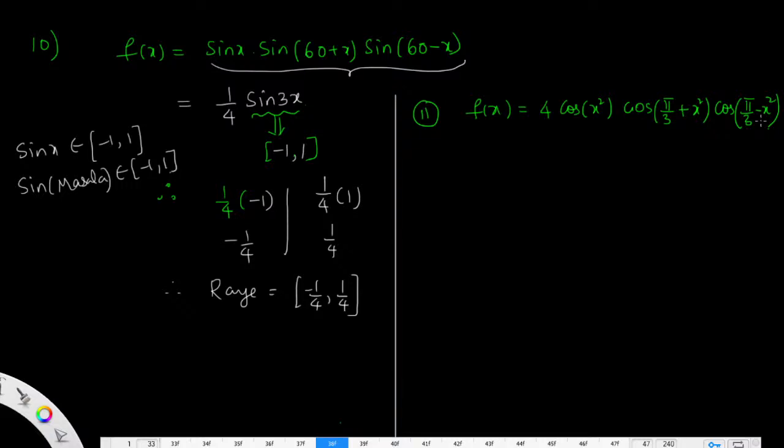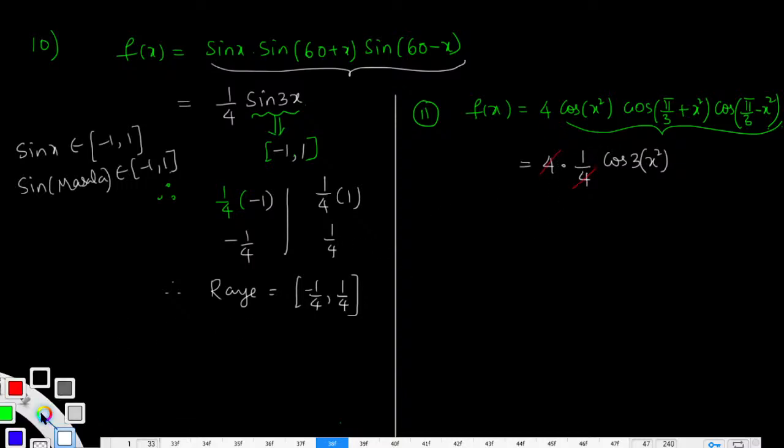So 4 into cos of x square, cos of pi by 3 plus x square, cos of pi by 3 minus x square is given. Same concept, in terms of cos, and multiplied by 4 is given. So same concept up to this, the formula is, what is the formula? If it is in this form, it can be written as 4 into 1 by 4 cos 3a. Cos 3 into a, where in the place of a we have x square. That's all. So then 4 will get cancelled.